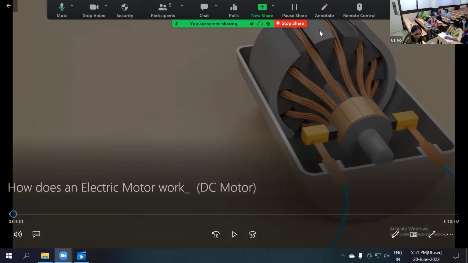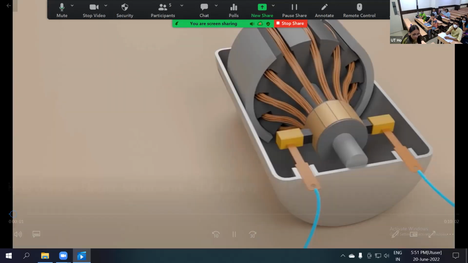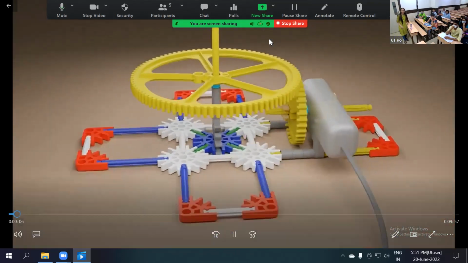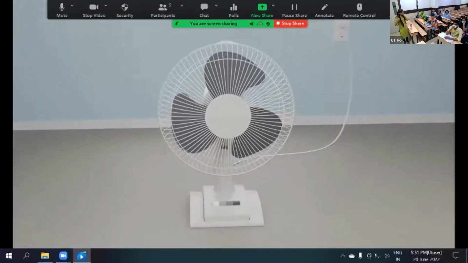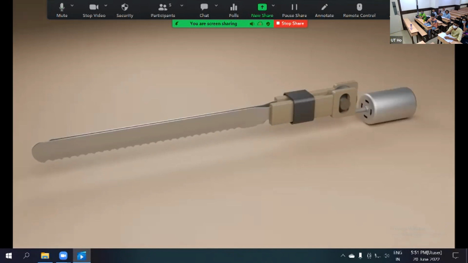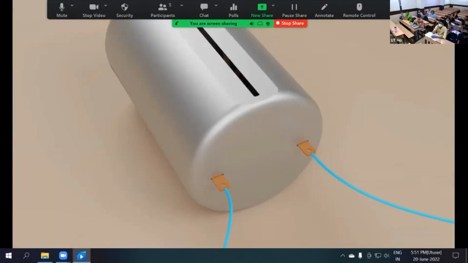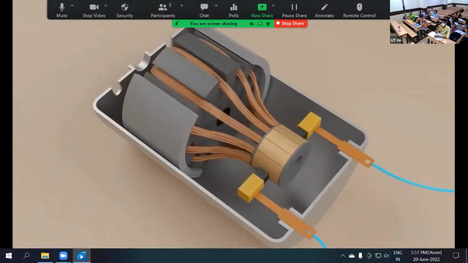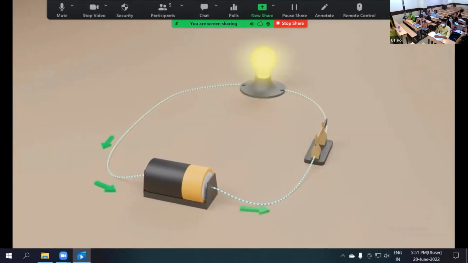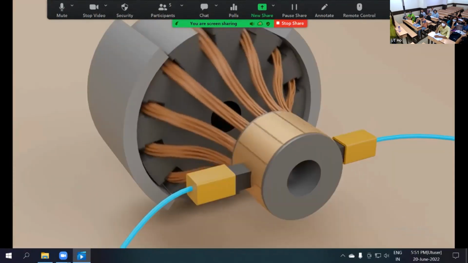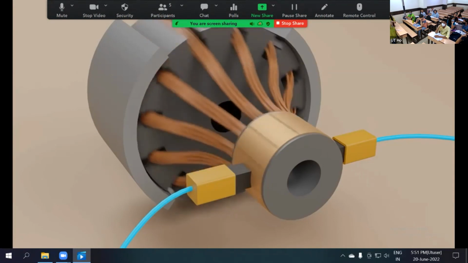Now this is important. Look around the house, you will see many devices that have electric motors, such as kids' toys, table fans, toothbrushes, hair dryers, and this electric cutting knife. But how does the electric motor work? You turn it on and somehow it starts rotating. Why is that? In this video, we'll cover the basics of electricity and magnets, and then put it all together to understand how the motor works.